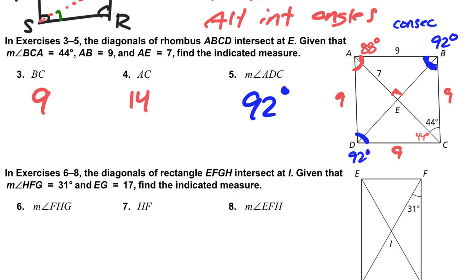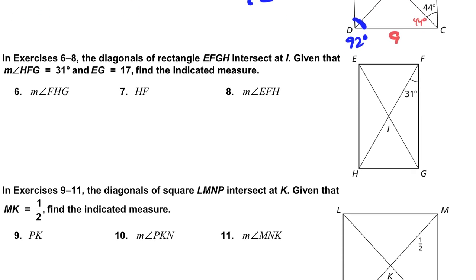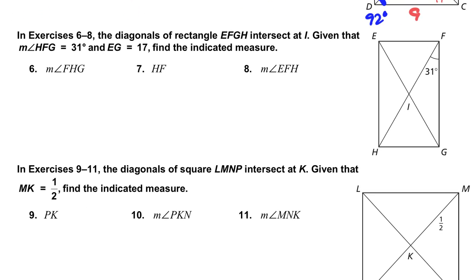Now let's look at the next section here. Number 6, we have a rectangle, and what we do know is the corners here are right angles. So if we have 31 degrees, this other one's going to be 59 degrees. And because we have parallel lines, we know that alternate interior angles, so this is 31 and this is 59.